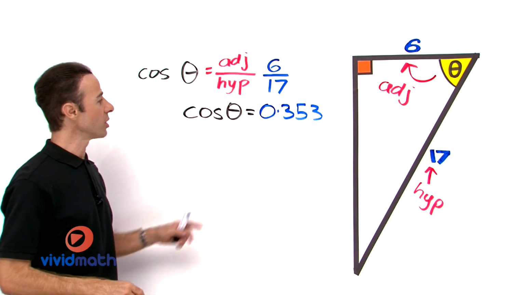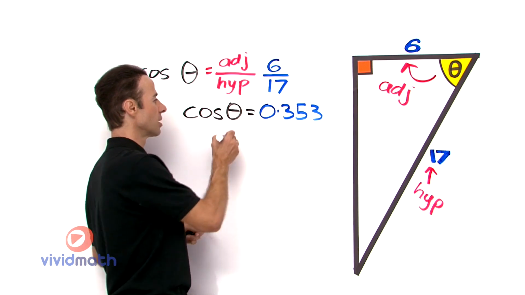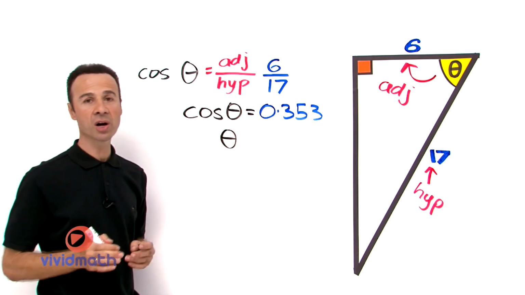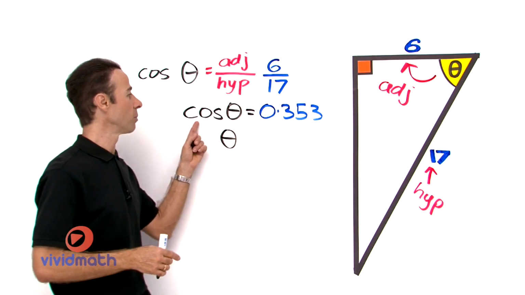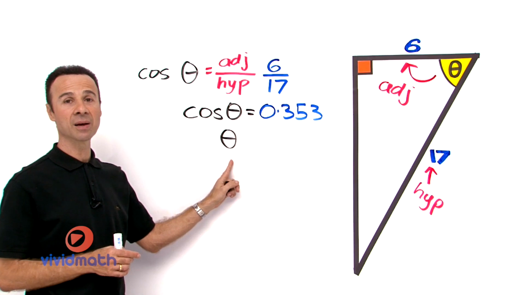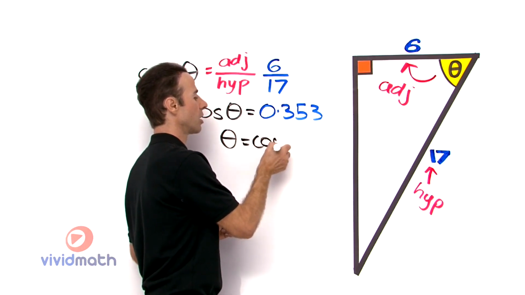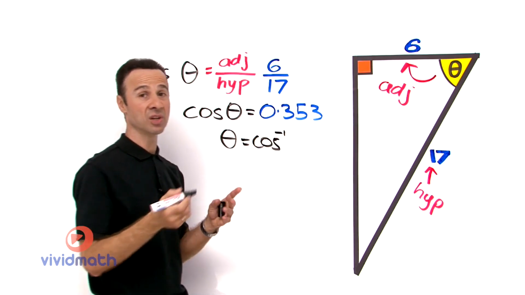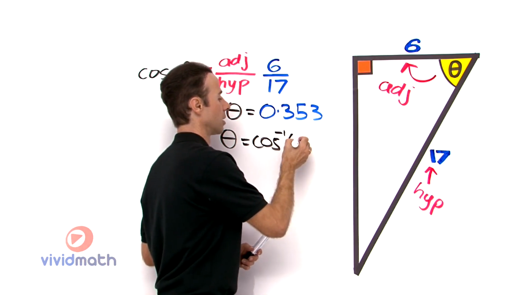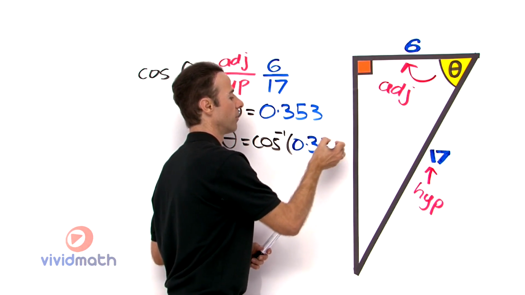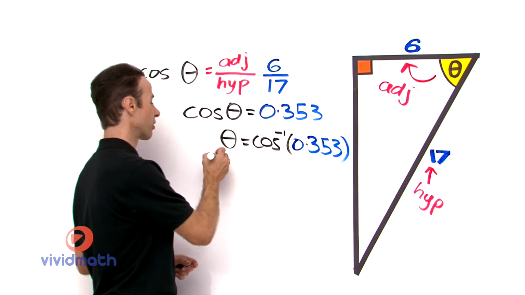Now, what we want to do is get this theta all by itself individually. So the way to do that is to shift cos, inverse cos, or second function cos, depending on your calculator, and bring the cos over that side. So the theta becomes an individual by itself. So that equals cos to the power minus 1, which means shift or inverse, bracket, 0.353. Cool. Now, let's go to the calculator again.